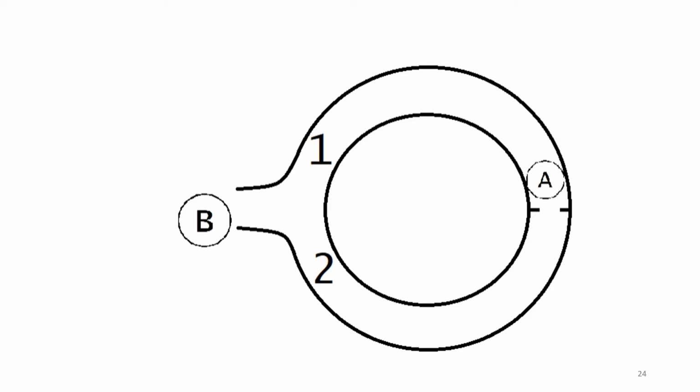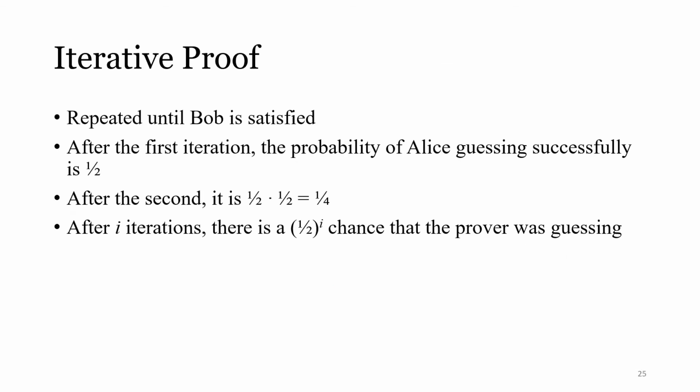And this problem is solved by repeating this process over and over until Bob is completely satisfied that Alice could not have possibly guessed that many times in a row. This brings us to the notion of an iterative proof. We have already talked about how in the previous proofs we've had to iterate them and repeat them, but here it is in writing. Essentially, an iterative proof is repeated until Bob, the verifier, is satisfied with his degree of calculated confidence.